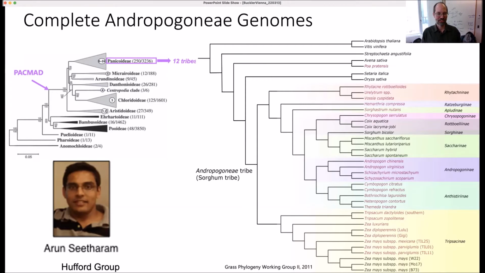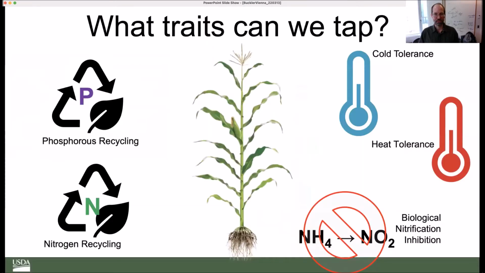So essentially, we've been able to create a backbone set of species that we can compare and get a really good idea of what the gene complex is. And many of these are polyploids and other very complex genomes, but still Matt and Arun have been able to pull off some very nice assemblies of these. And so our group is now really asking the question, what traits can we tap out of this clade?